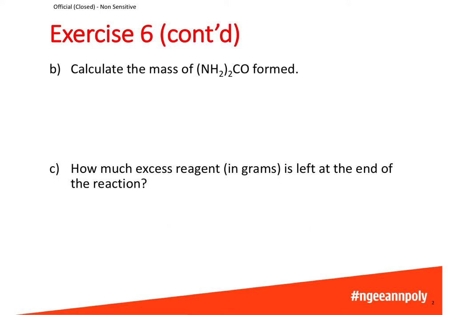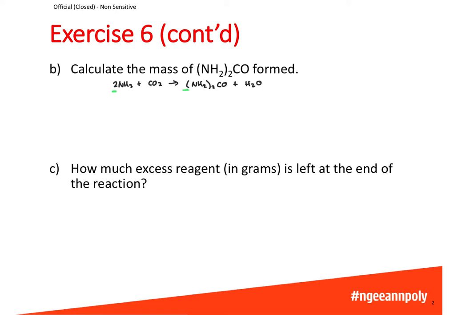Part 2 asks for the mass of urea formed. To calculate the amount of product formed, we need to base it on the limiting reactant. So earlier on in part A, we have seen that NH3 is the limiting reactant. So first of all, we need to look at the stoichiometric ratio between NH3 and urea. Based on the chemical equation, we see that 2 moles of NH3 will give rise to 1 mole of urea, and therefore the stoichiometric ratio is 2:1.